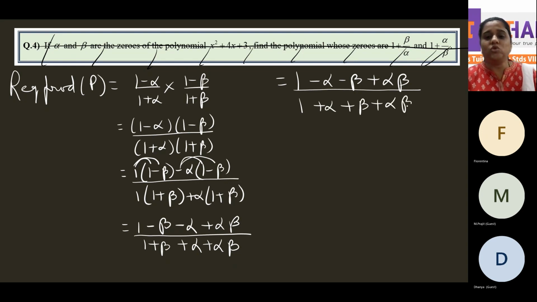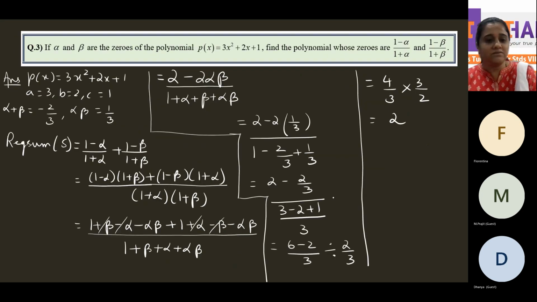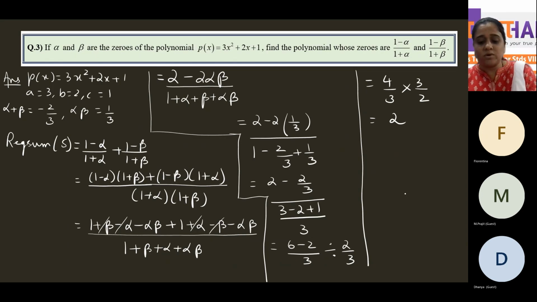Very good, yeah. Now in the numerator, take out minus common. Then what will you get in the bracket? Plus alpha beta. You take minus common, it will be minus alpha. Now substitute the values. 1 minus, what is alpha plus beta? Minus 2 by 3. Plus what is alpha beta? 1 by 3.